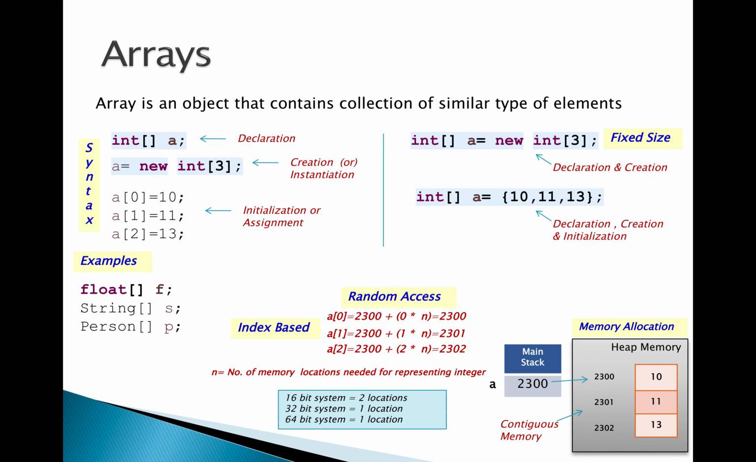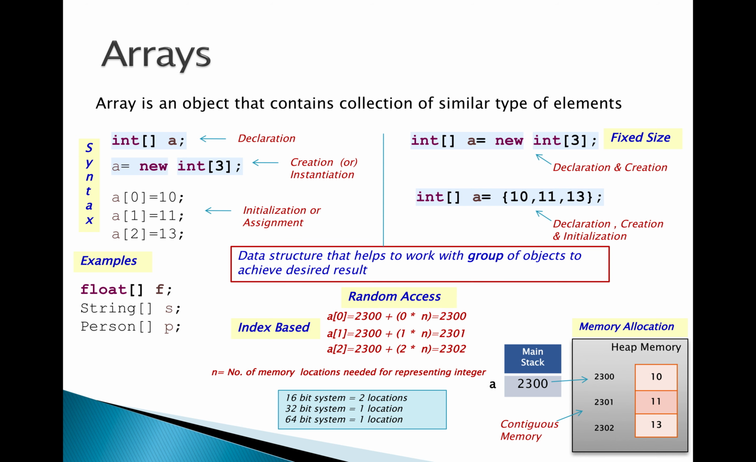It's not going to the first memory location and then going from there to the second and all those things. It's just going to directly get to the point where you need to be. An array is a data structure that helps to work with a group of objects to achieve the desired result. That is what arrays represent.